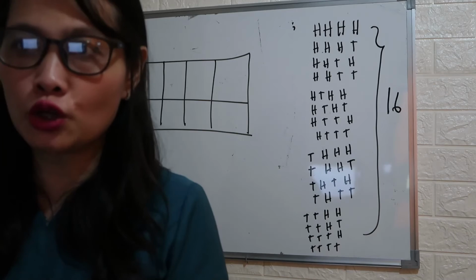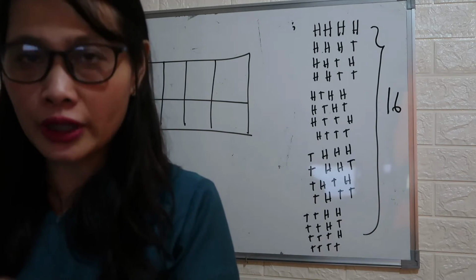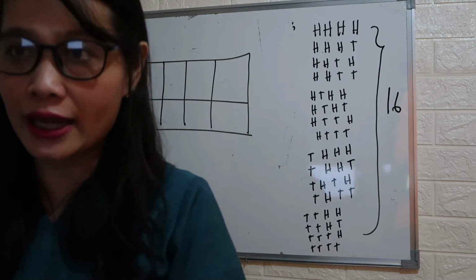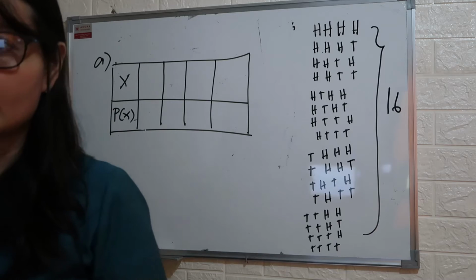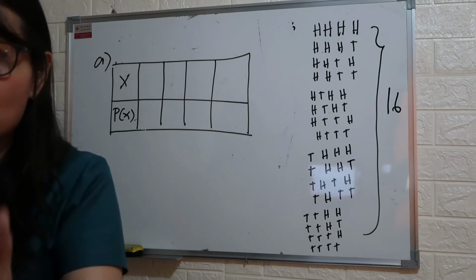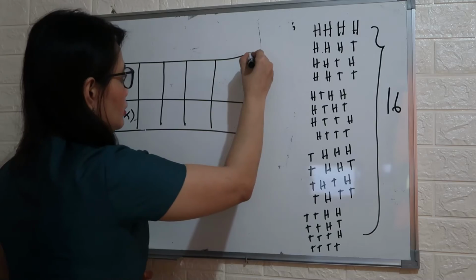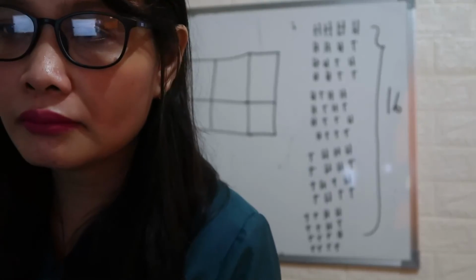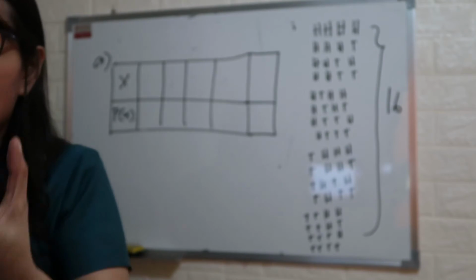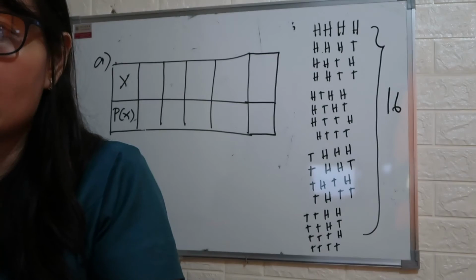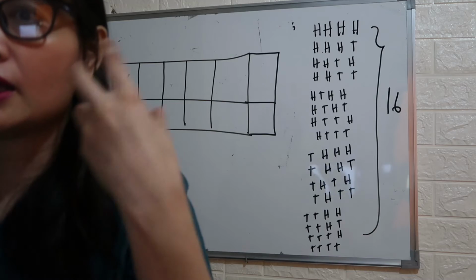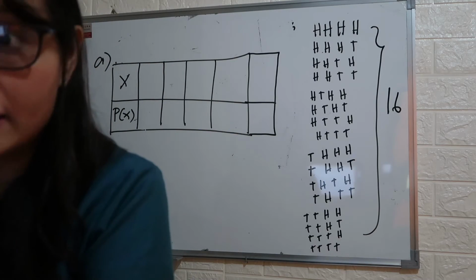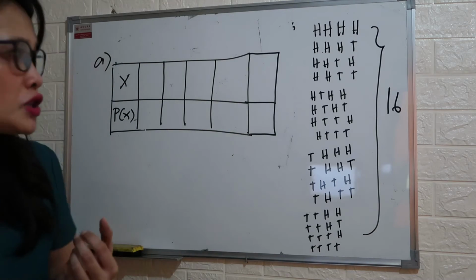Can we say it should be 0 to 4? The number of tails can be 0 to 4. Why is the first value 0? Meaning, after you toss a coin 4 times, the outcomes are all heads, so there's no tail. So the first value is 0.